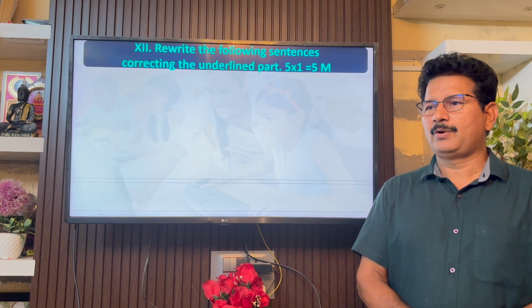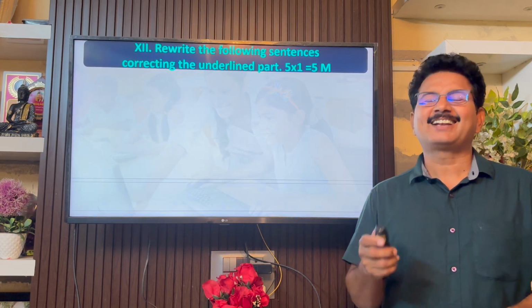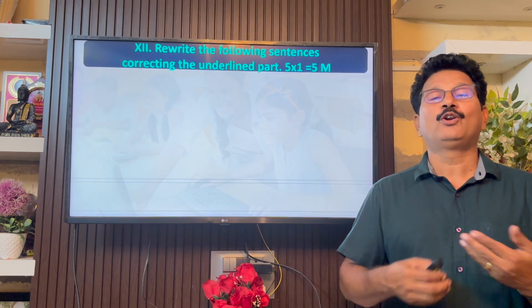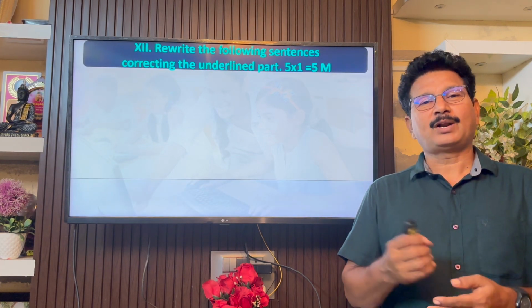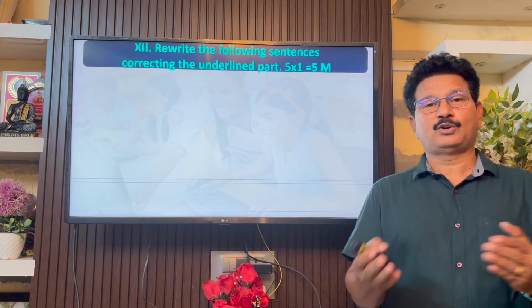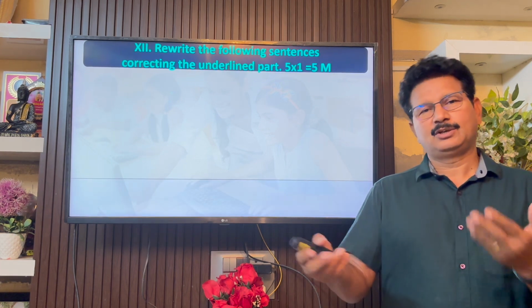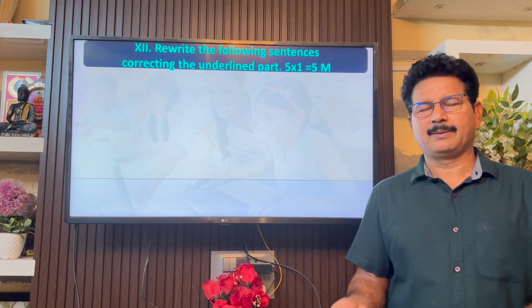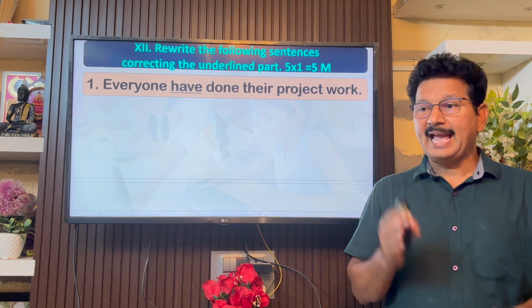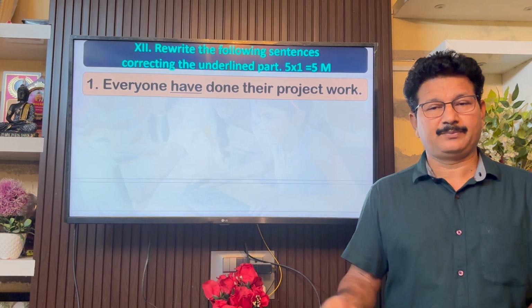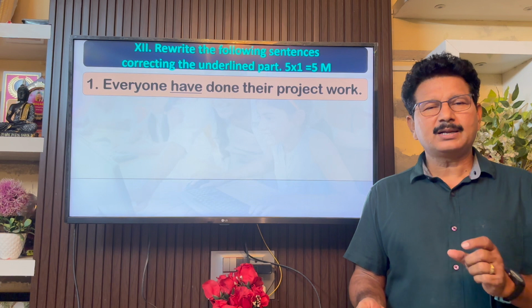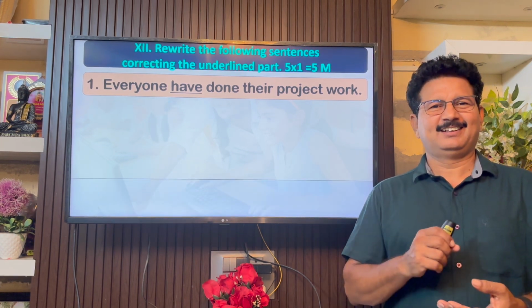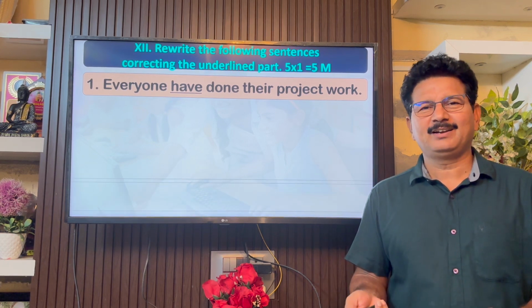The 12th question. It's all about rewriting the following sentences, correcting the underlined part. Here you have to take care and do a lot of exercises because whatever you have learned in the area of prepositions, verbs and conjunctions you will get. And it's all about subject-verb agreement, so singular, plural and everything. Now let's see one by one. "Everyone have done their project work." So just think, and one key and easy area is you have the underlined word. So if you modify it, you can do it.